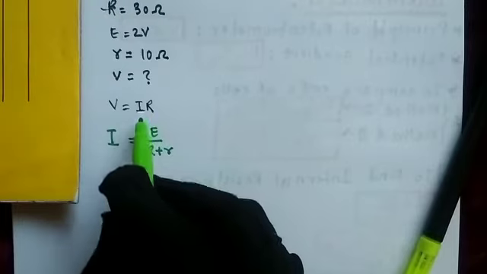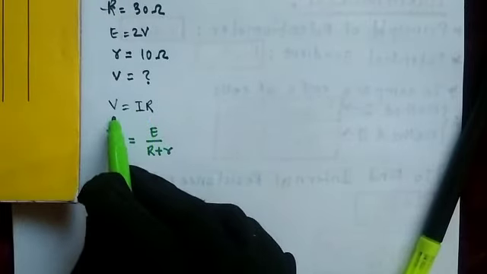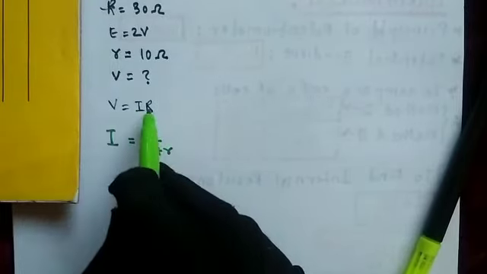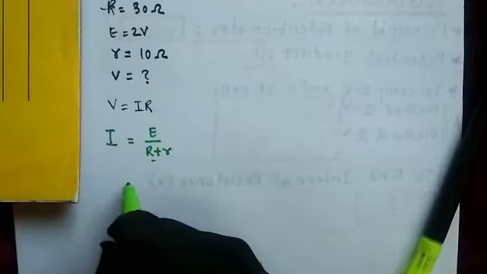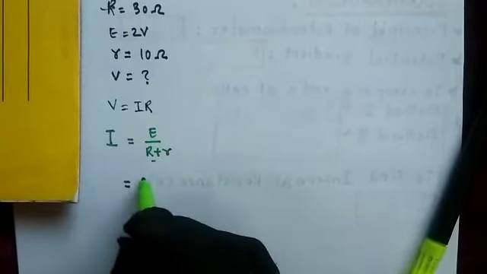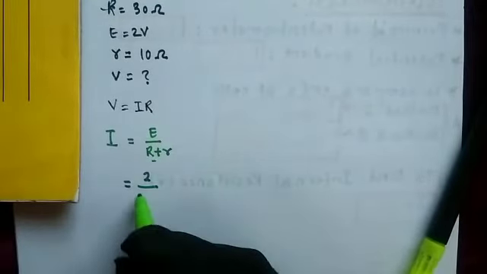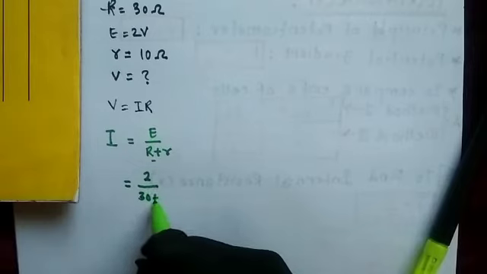So I is E upon R plus r. See here, according to Ohm's law, I is V upon R. V is your EMF, and R is the resistance. So we have 2 resistances, so it will be capital R plus small r. Just substitute the values so that we can have the current. Now EMF is already given as 2 volt, upon capital R given as 30, small r given as 10. That is 2 upon 40. So this is the current. So we have the value of current.